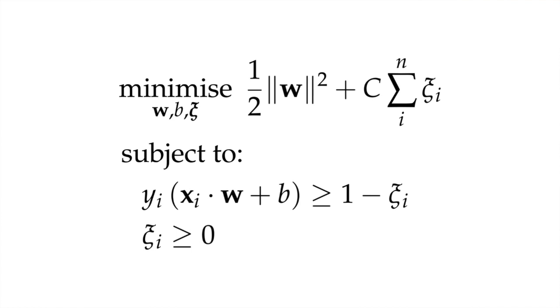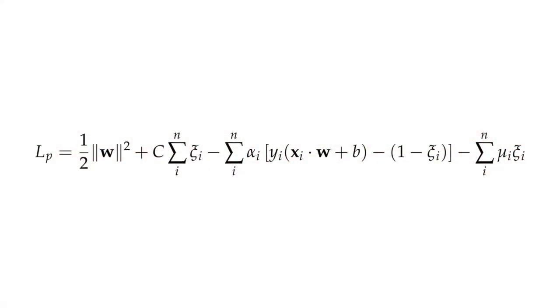In this minimization, we're still attempting to minimize the squared magnitude of W, but in addition, we're minimizing the total sum of the slack variables with some governing coefficient C, which is known as the cost. Our constraints are now that the margin has to be bigger than or equal to 1 minus the slack, and the slack variables all have to be greater than or equal to 0, in order that the optimizer can't trade off big distances away from the margin for big errors on the wrong side of it.